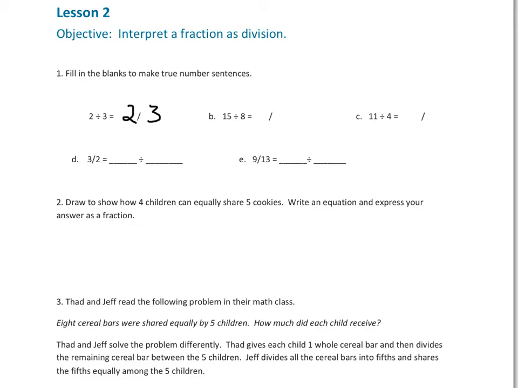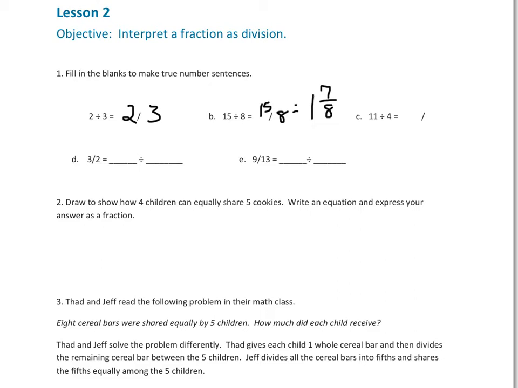1b says 15 divided by 8. 15, the first number, is your numerator. The 8 is your denominator. And 15 divided by 8 would be 15 over 8, which you could also break down and make into a mixed number, which would also be 1 and 7/8. You don't have to necessarily do that, but I just wanted to take it to the next step there.